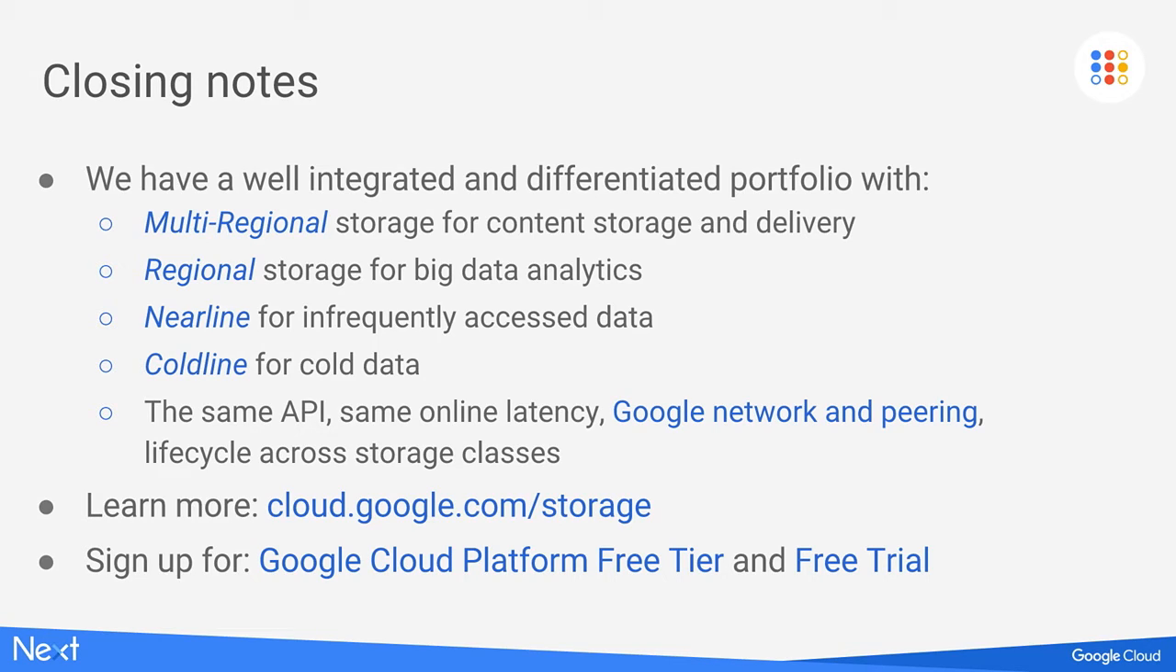To summarize, we have a large portfolio that covers many different use cases. We have a multi-regional storage class that's perfect for content storage and delivery. We have a regional storage class that's perfect for big data analytics. We have Nearline for infrequent access data, and we have Coldline for cold data. All of those storage classes are united by the same API, the same online latency, the same network, the same peering that we have at Google. Now we have lifecycle across those storage classes so you don't need to worry about configuring or copying any data between those storage classes and then changing your API. Everything is very smooth for you right now.